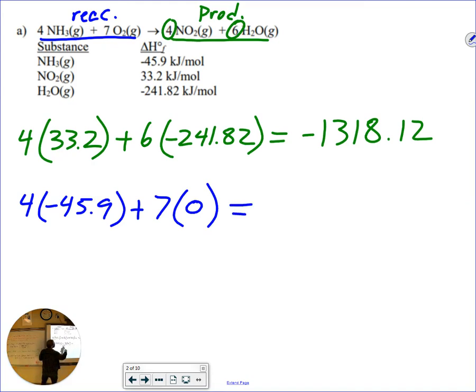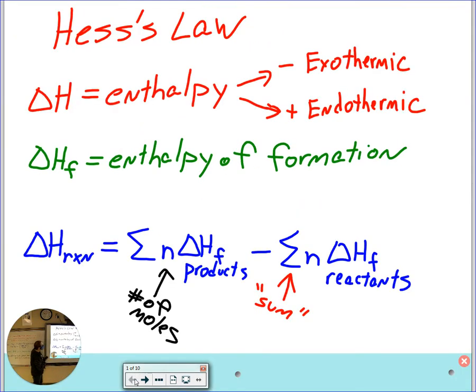Okay. And 7 times 0, of course, is 0, so we can ignore that. So what's 4 times negative 45.9? Negative 183.6? Yes. Cool. Now, so we've got products, we've got reactants. Go back to our formula. So we're going to take our sum of our products minus the sum of our reactants.